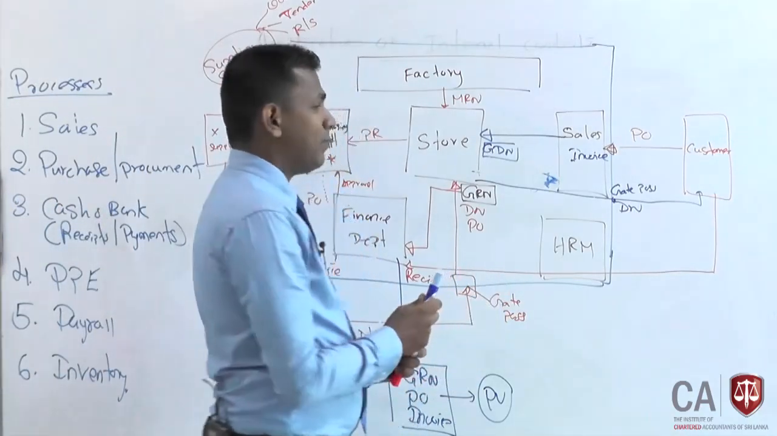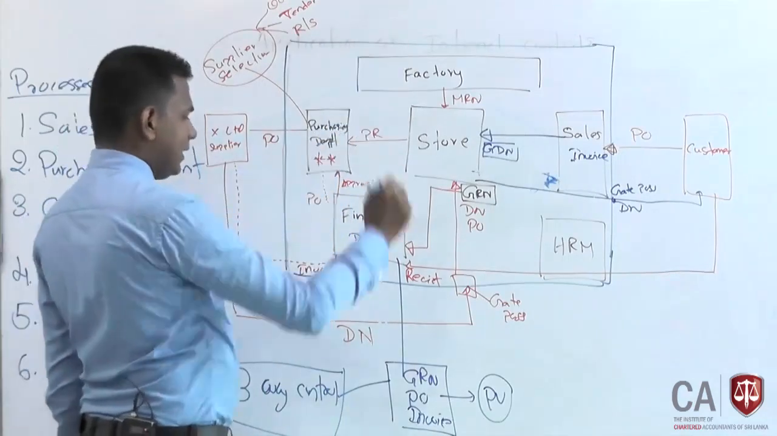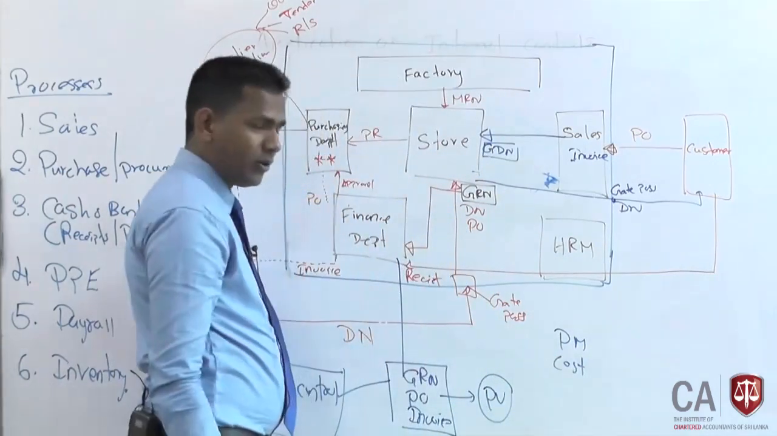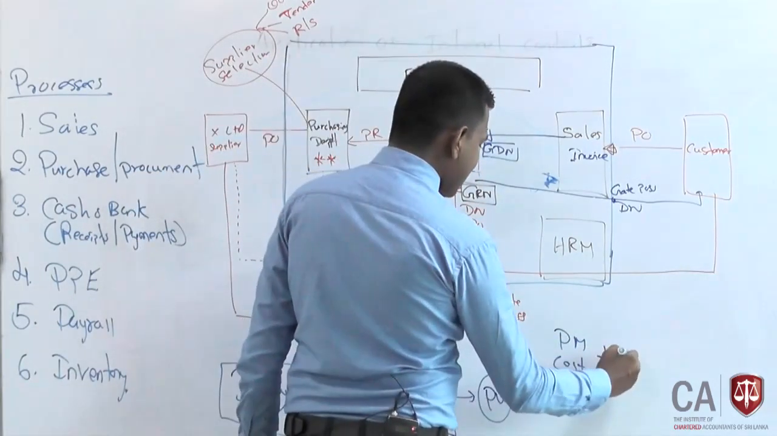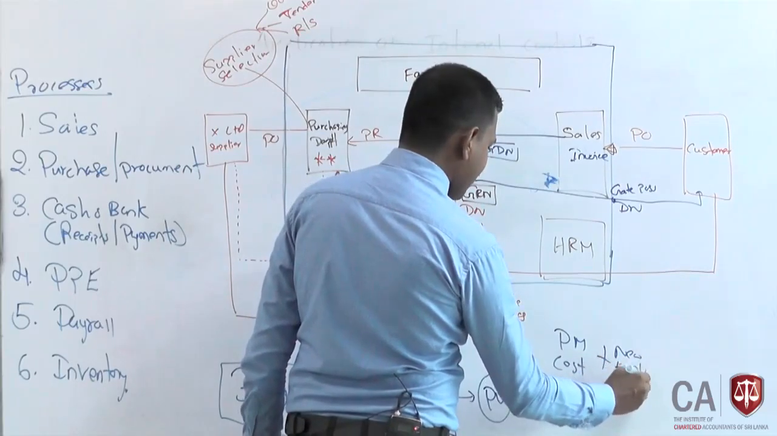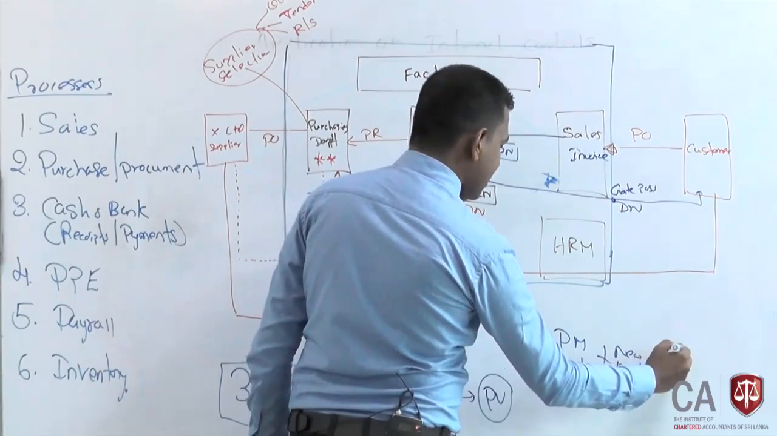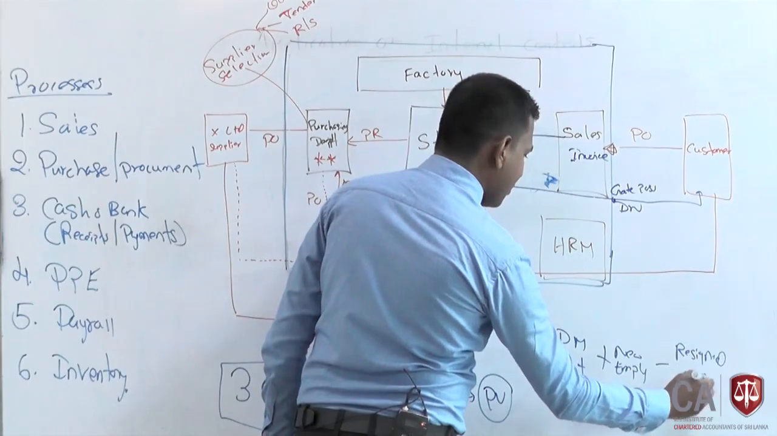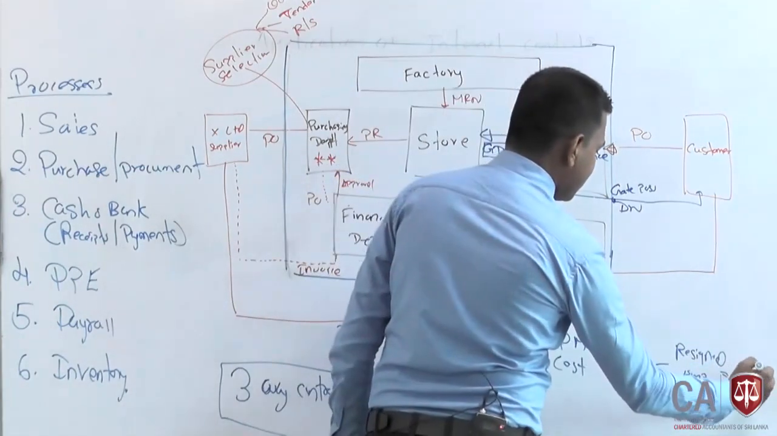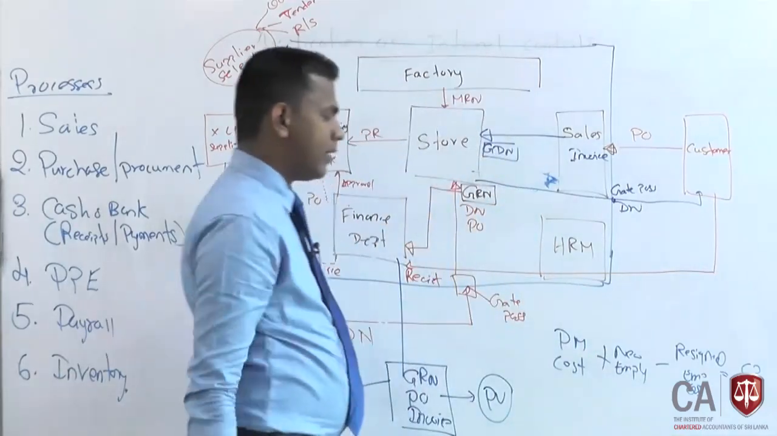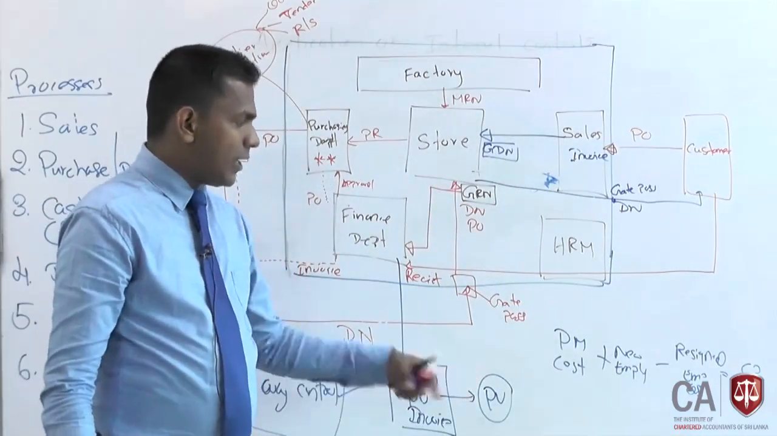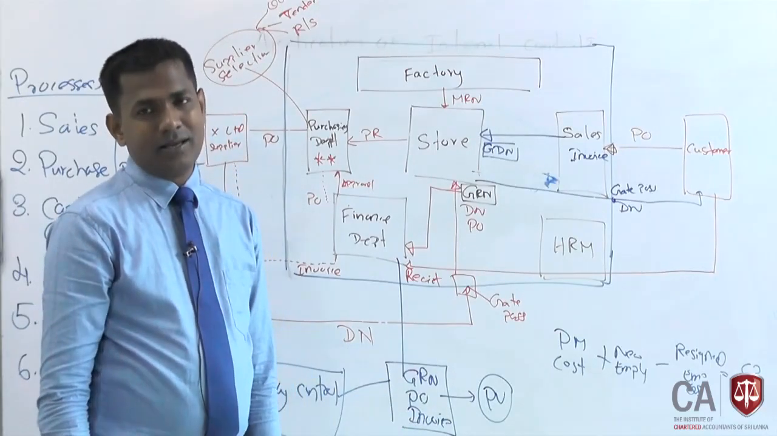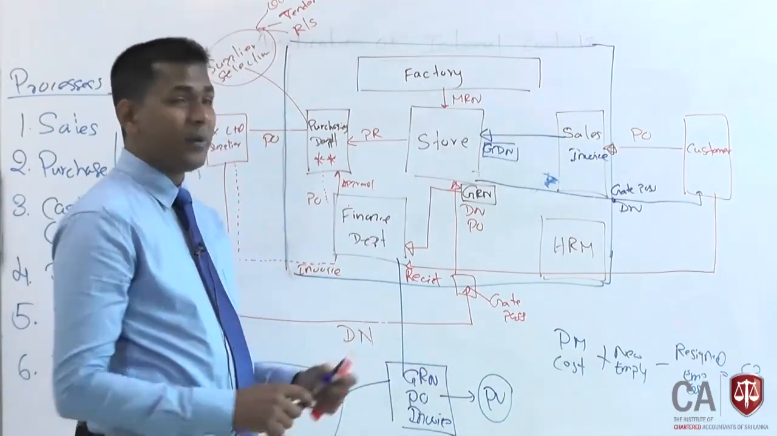Payroll reconciliation, when you are preparing it, is a very simple thing. You take the previous month's payroll cost, plus the new employees' cost, minus the resigned employees' cost. It should be the current payroll cost. You take the previous month cost, add the new employees cost, minus the resigned employees cost, and you get the current month payroll cost. This is called payroll reconciliation.